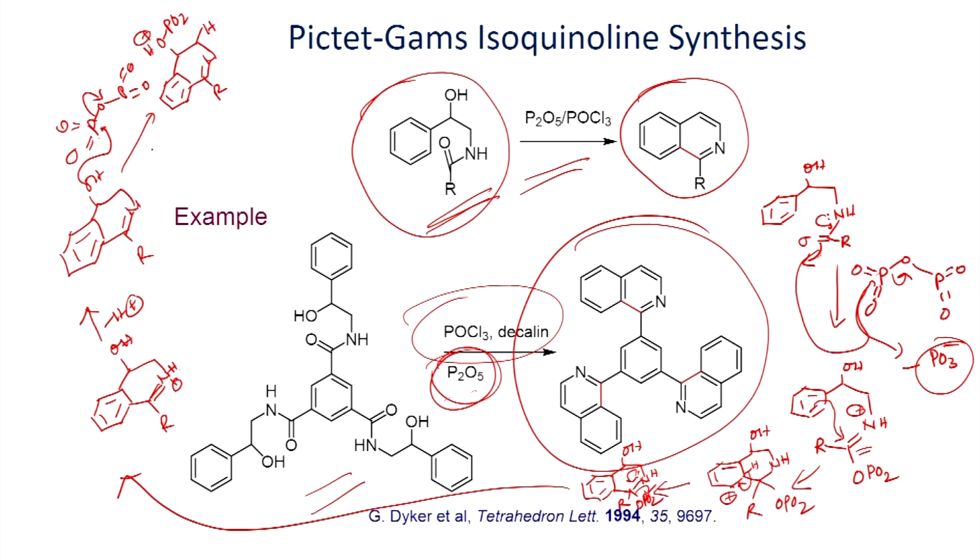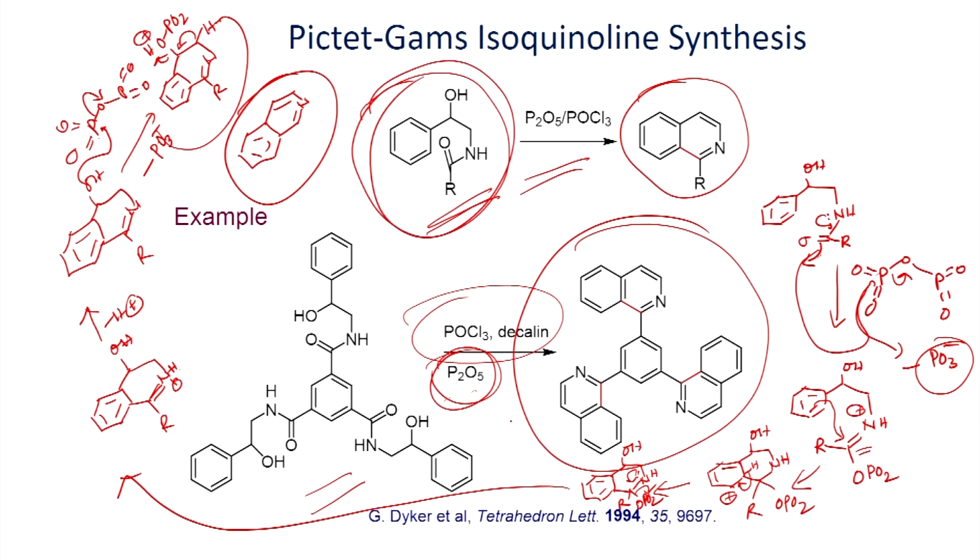You have this intermediate. Once we have this one, this can now remove this proton, then you will be able to get the isoquinoline derivative. So, in this way you will be able to form the isoquinoline.